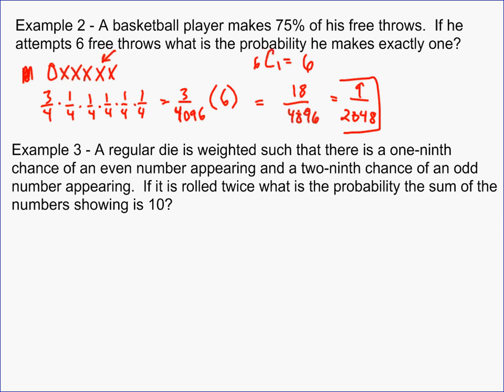It's a very, very rare occasion for that person to make only 1 out of 6 free throws, because they're such a good free throw shooter to start with. Next is now dealing with the weighted die problem.